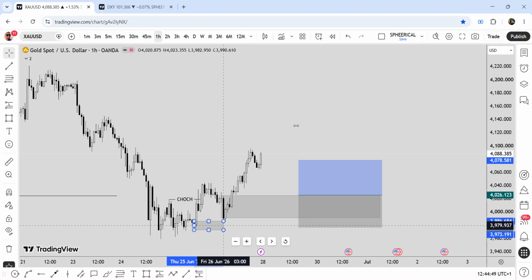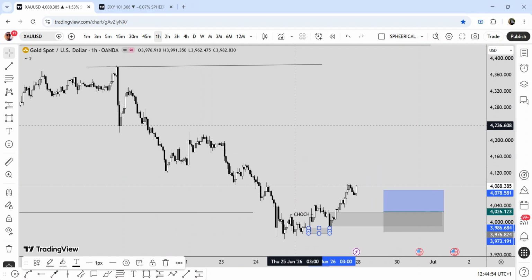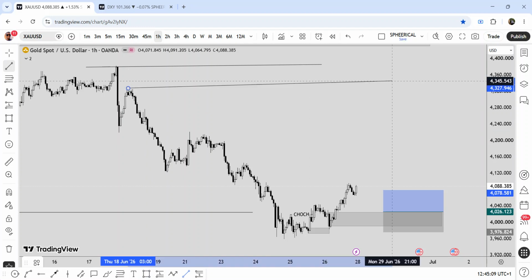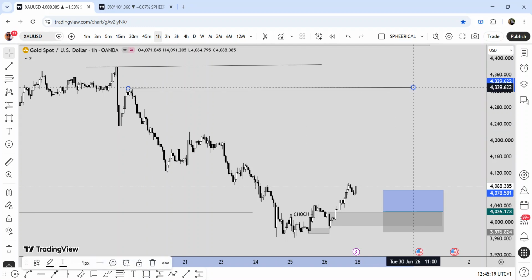We will look for a retracement, and where should be our possible take profits? Our possible take profits should be this internal range liquidity. This is an internal range. This is an internal range liquidity, or you can also call it buy side liquidity, but I used to call it internal range because it's the liquidity found inside a trading range.